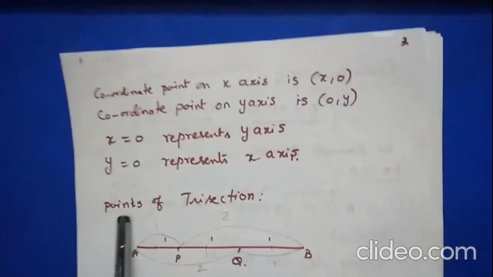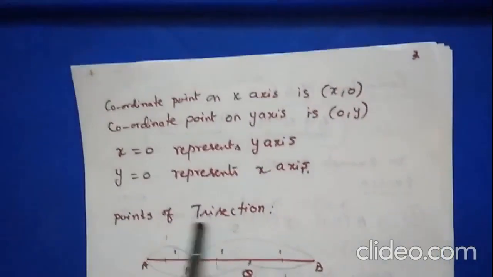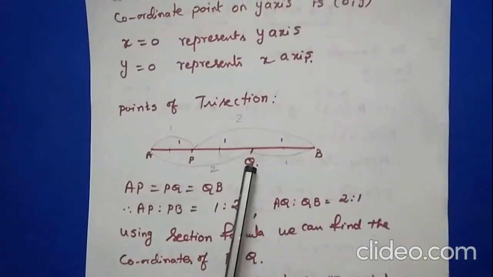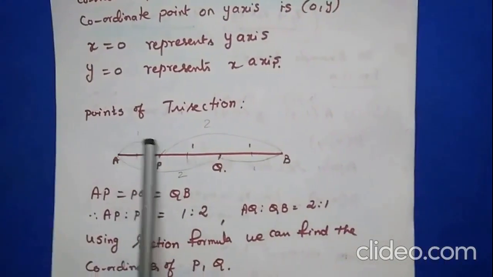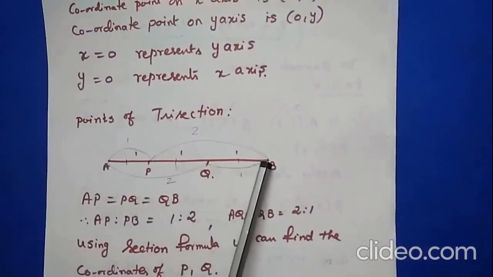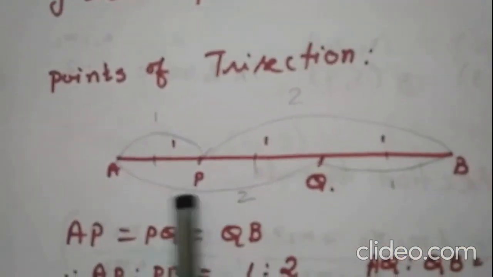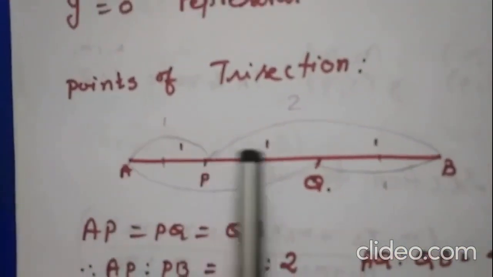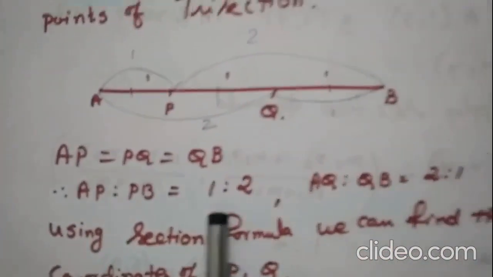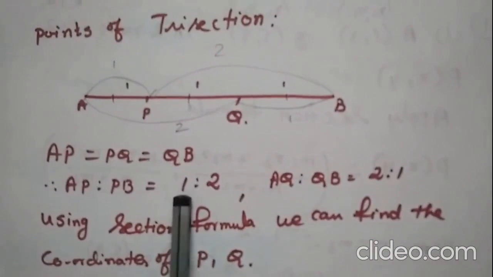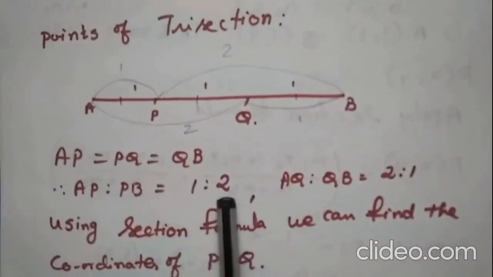Now, what are the points of trisection? What is trisection? The line AB is divided by 2 points, with AP to PQ to QB in the ratio 1 to 1 to 1. Now you want to find the coordinate of P. The ratio becomes 1 and the remaining is 2 parts, so 1 to 2. Put 1 in the place of M1 and 2 in the place of M2.